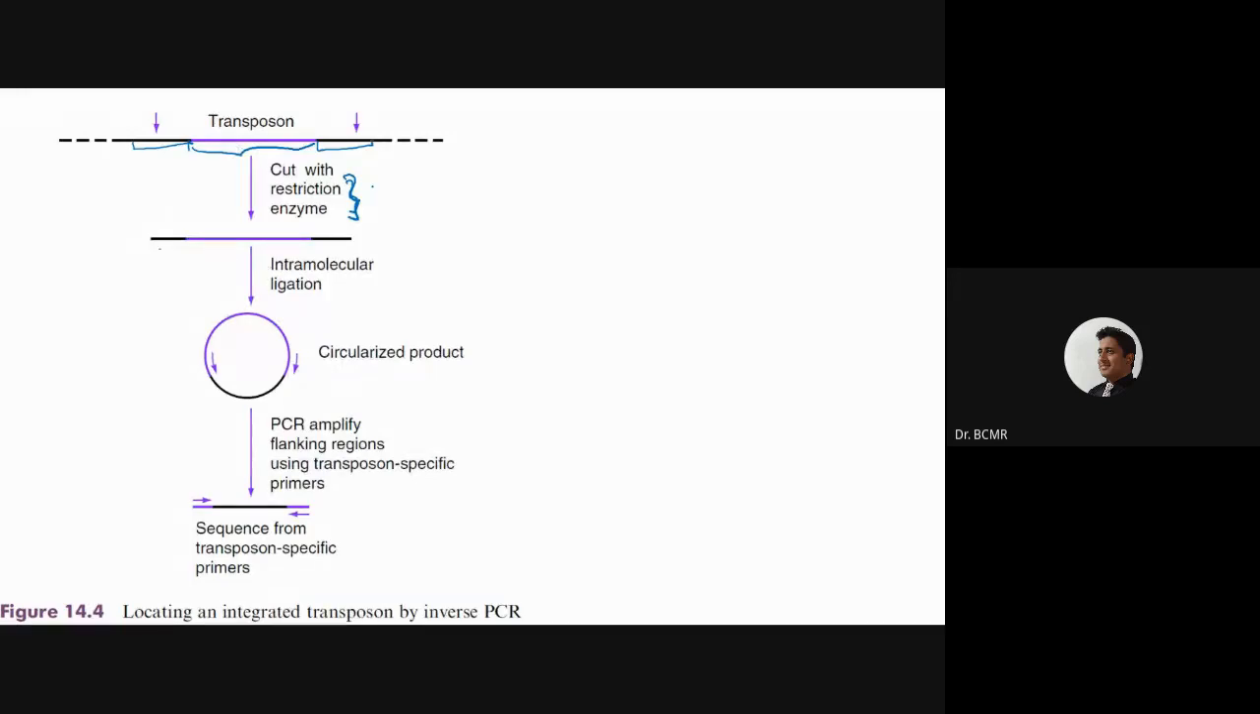And then we will get fragments with the transposon. There will also be fragments without the transposon, which we will also have for comparison. Assume we have used BamHI here, so all the ends, the overhangs, are BamHI.